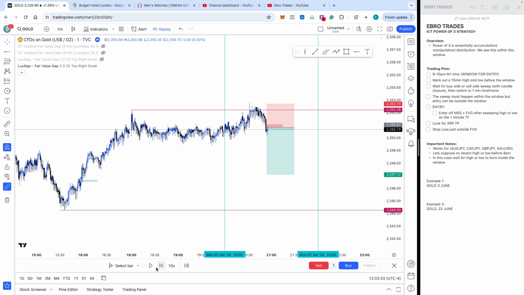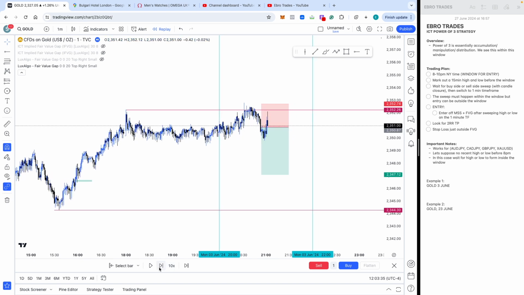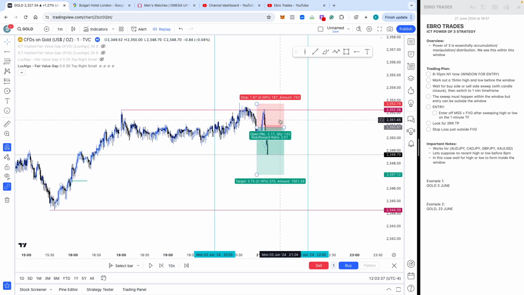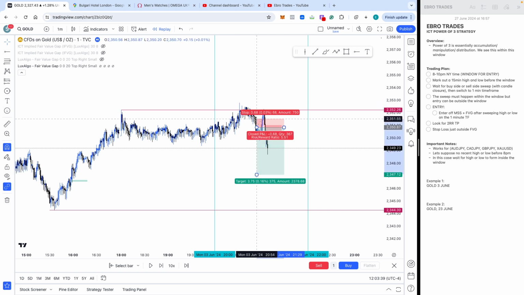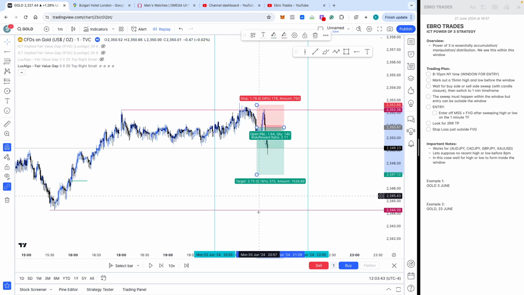So let's see what happens. Let's see how this plays out. We go into drawdown for a little bit. We can see that if we were narrow with our stop, we would have been stopped out before price actually went to the other side. So stop loss over here. Let's see. Does this hit TP?